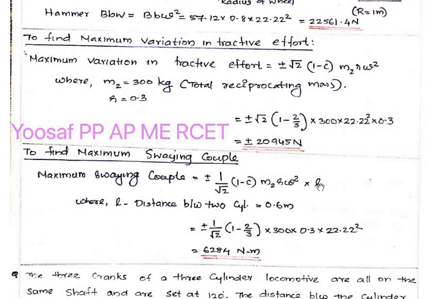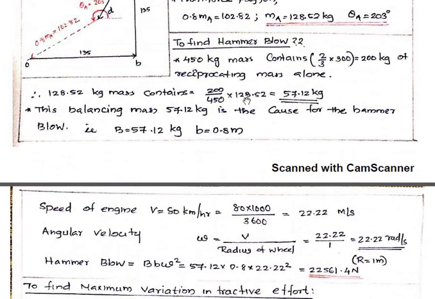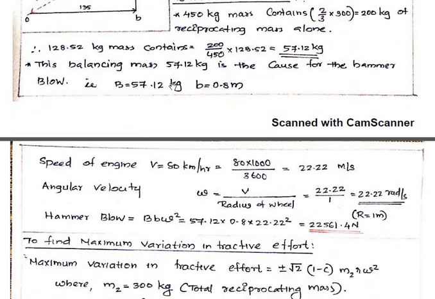Similarly, L is the distance between the cylinders, which is given as 0.6 meter. You can put the same value here, 300, that is the total reciprocating mass. The only difference is that to find the hammer blow you have to find the factor of 128.52 corresponding to the reciprocating mass alone. Okay, thank you.